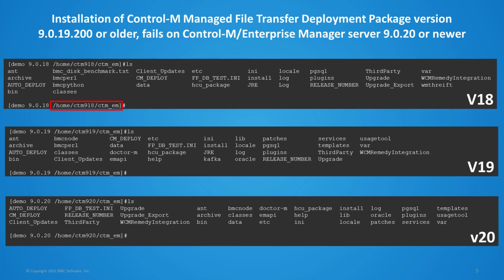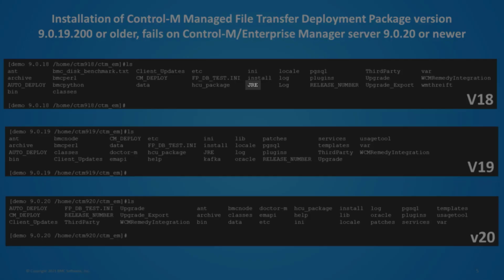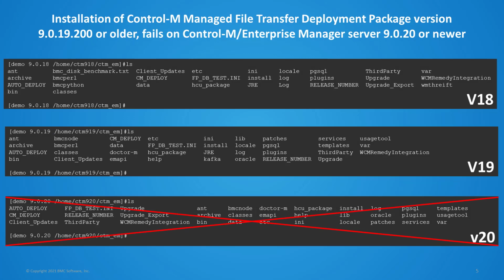The error occurs because the MFT deployment package expects to find, under the Enterprise Manager home directory, a JRE directory with the Java runtime environment for the installation to start. Starting from version 9.0.20, Enterprise Manager doesn't have the JRE directory in that location, as this version uses a common Java for Control-M products.